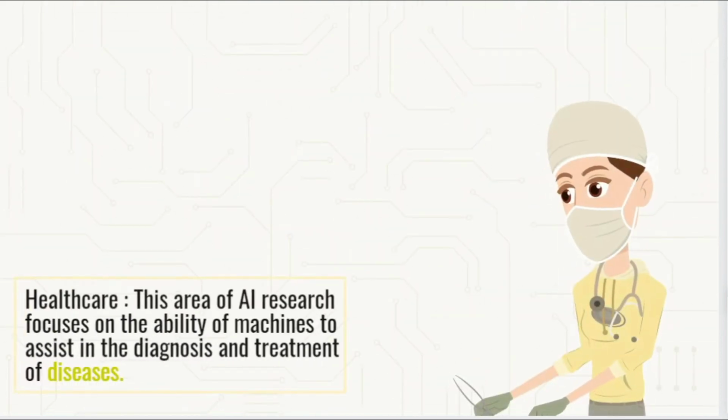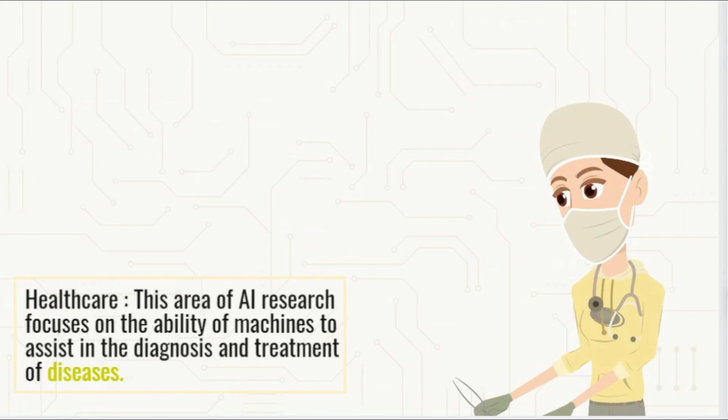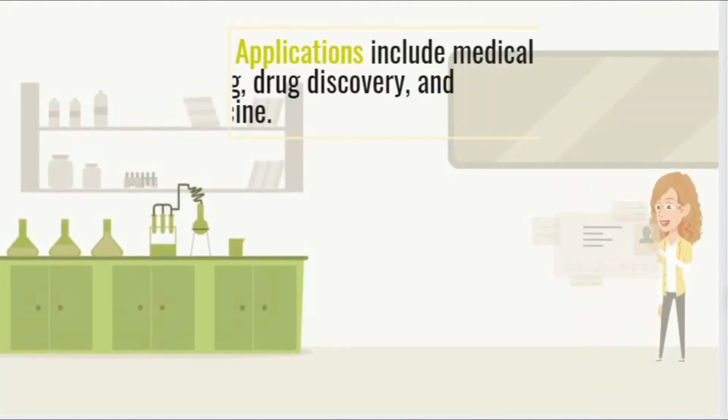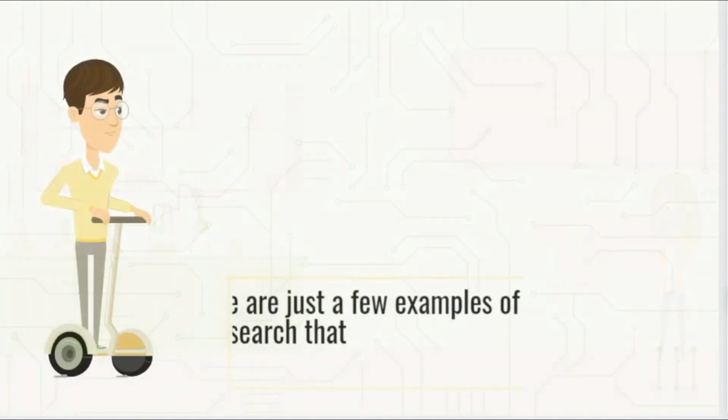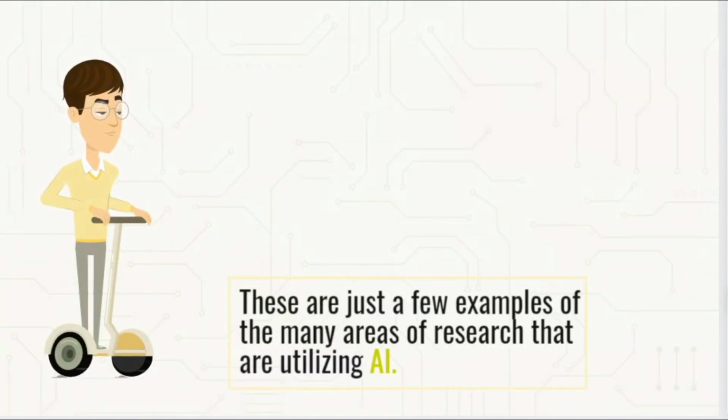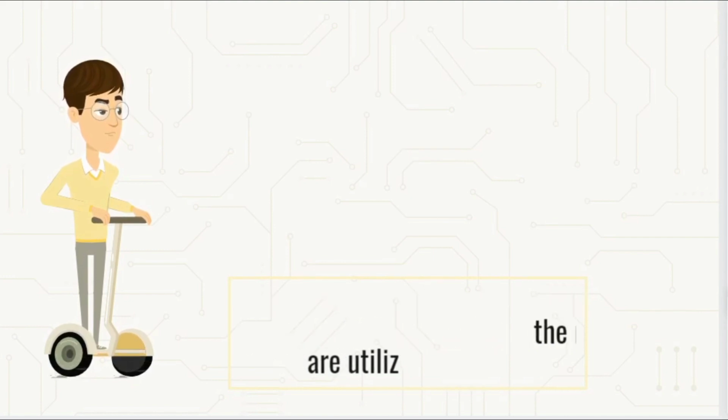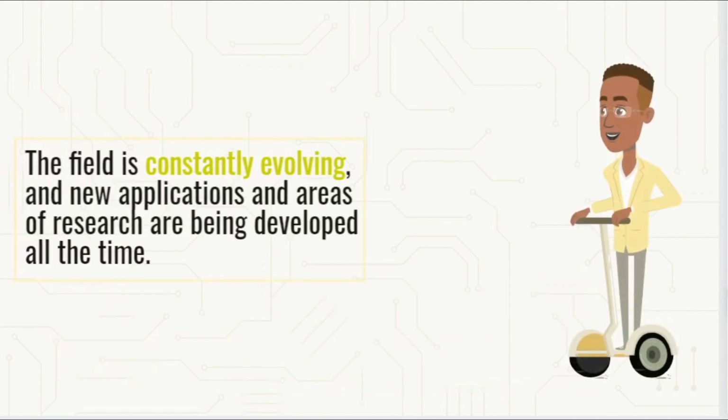Healthcare. This area of AI research focuses on the ability of machines to assist in the diagnosis and treatment of diseases. Applications include medical imaging, drug discovery, and personalized medicine. These are just a few examples of the many areas of research that are utilizing AI. The field is constantly evolving, and new applications and areas of research are being developed all the time.